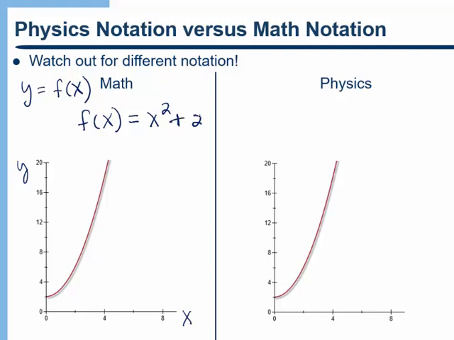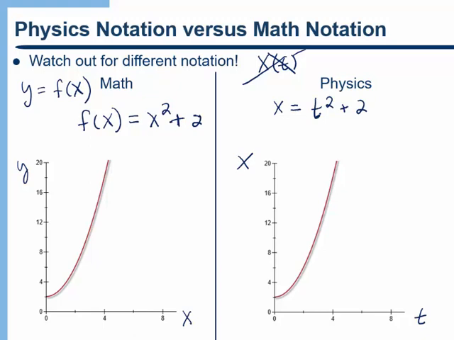Okay, so in physics, right now, what we're looking at is position as a function of time. So we're plotting x versus t. Usually in physics, we don't use the notation x of t like we do in math. Usually when we write it in physics, we just write x equals t squared plus 2.